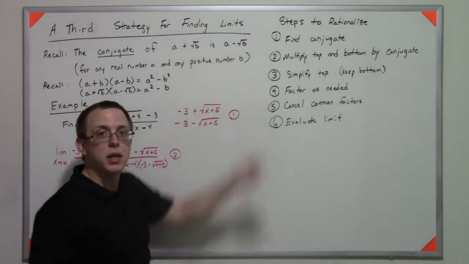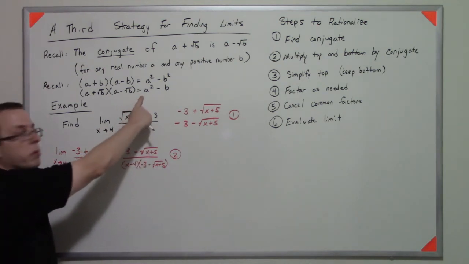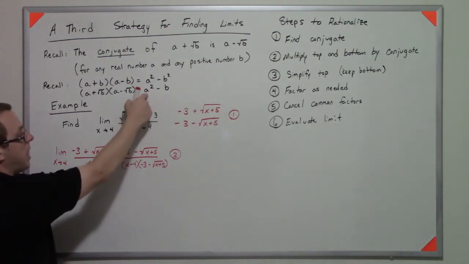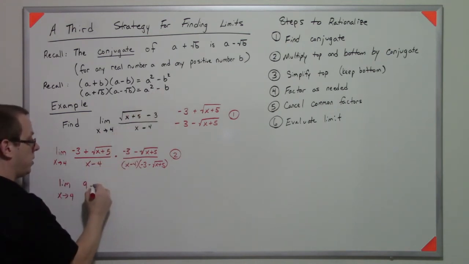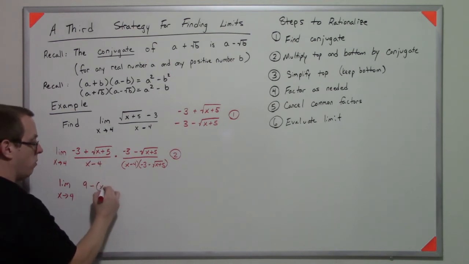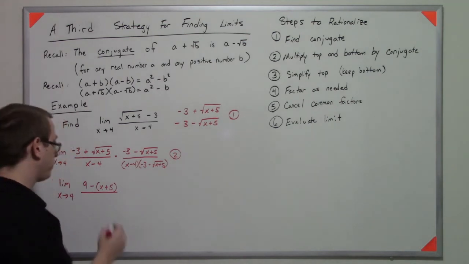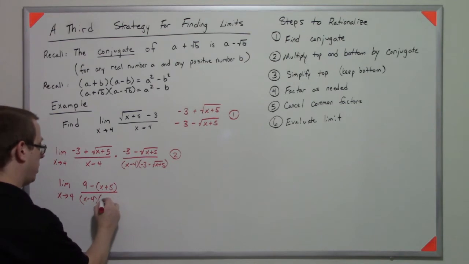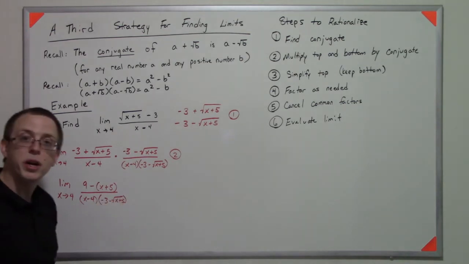Step 3 is going to be to simplify the top. We can use this conjugate formula. That tells me that it's a squared. Well, a is negative 3, so that's 9, minus whatever's inside the square root, which is x plus 5, all over x minus 4 times negative 3 minus the square root of x plus 5. That's pretty ugly, not going to lie.